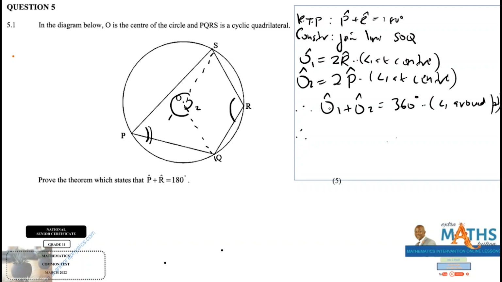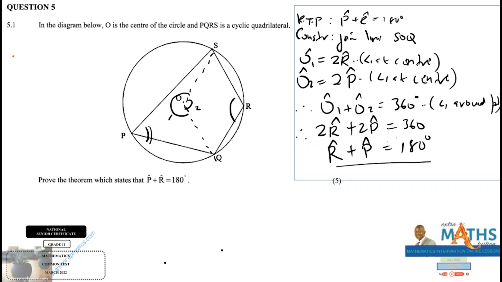Then let us substitute 2R instead of O1 and 2P instead of O2, equal to 360 degrees. Lastly, we need to divide by 2 so that I will remain with angle R plus angle P, which will be equal to 180 degrees. That's how we accumulate all these 5 marks.